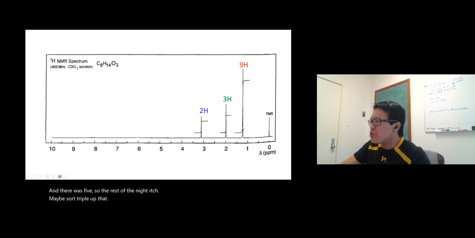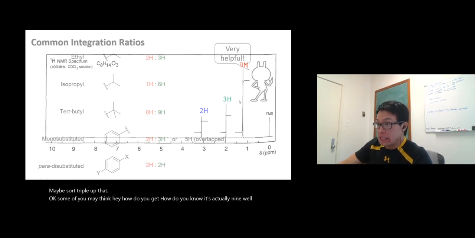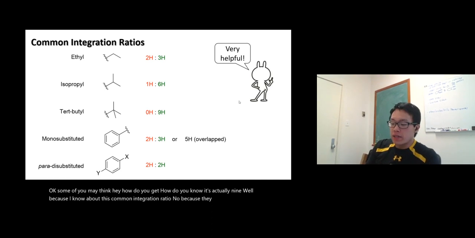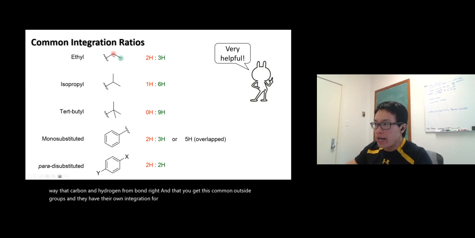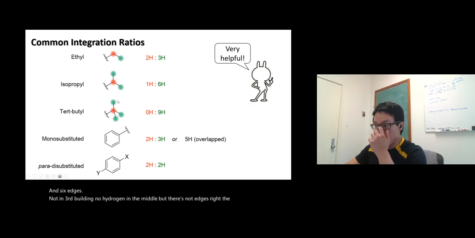Now some of you may think, hey, how do you get 9H? How do you know it's actually 9? Well, because I know about common integration ratios. There's a specific way carbon and hydrogen can form bonds, and you get these common alkyl groups, and they have their own integration. For example, an ethyl group has 2H and 3H. In isopropyl, you're going to have 1H and 6H. In tert-butyl, no hydrogen in the middle, but there are 9 H's. You saw earlier there are 9 protons.